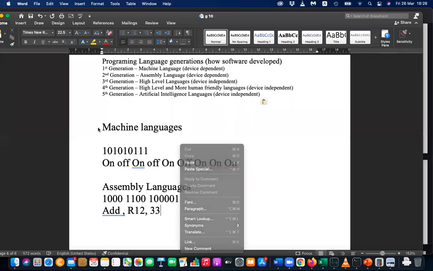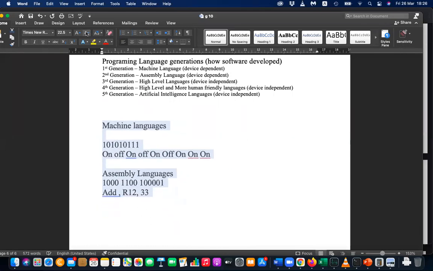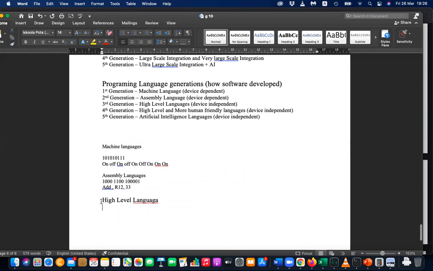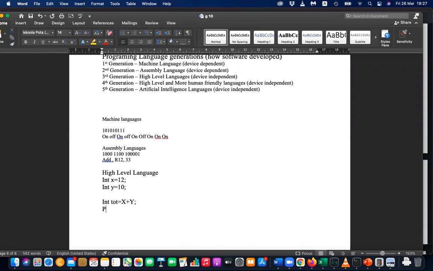At the same time, I'll give an example for high level language also, then you can write down that example. This is machine language and assembly language, you saw that, and high level language. In high level language, you can see this kind of features. Basically you can say int x equal 12 and int y equal 10. You can say int total equal x plus y. So you can simply understand what's going to happen and you can print the total. Now anyone can understand what this program is. This program is basically adding two numbers and printing the total. That is more human understandable. That is high level language.